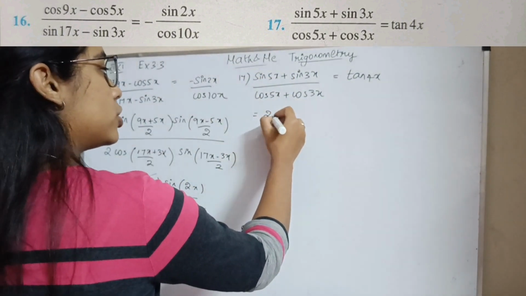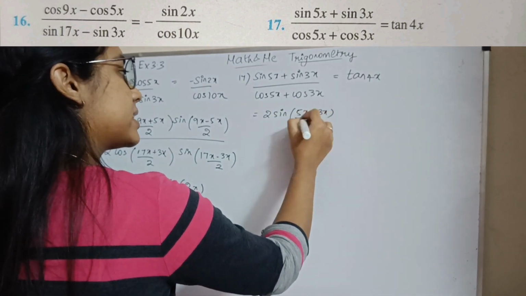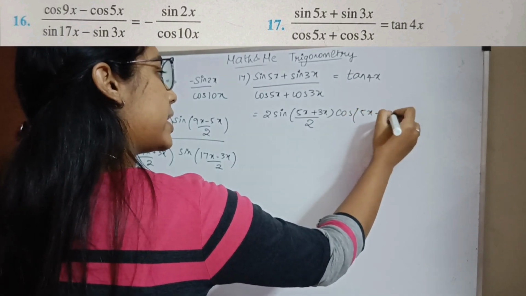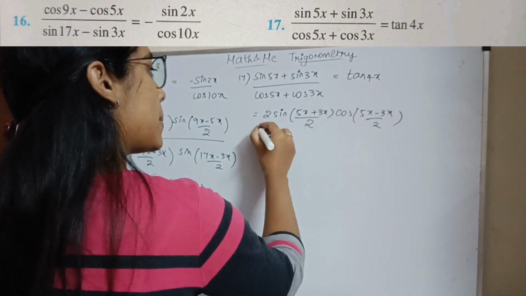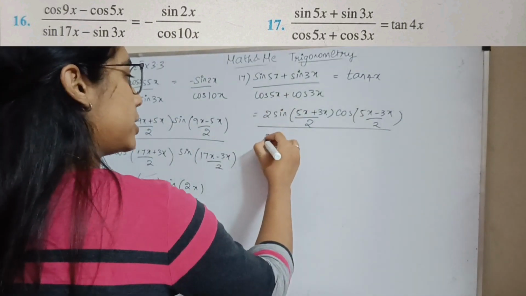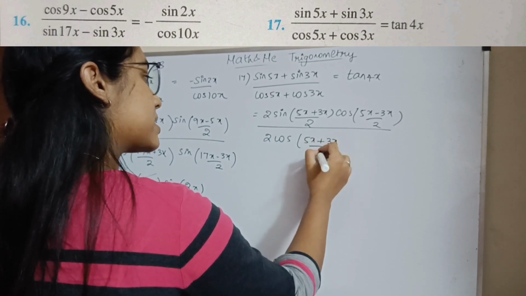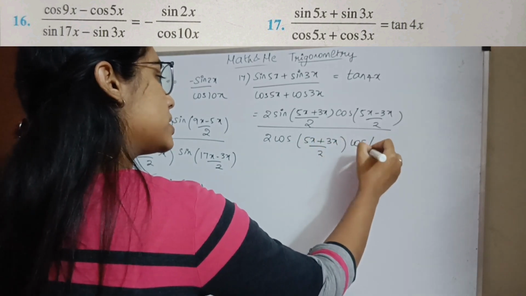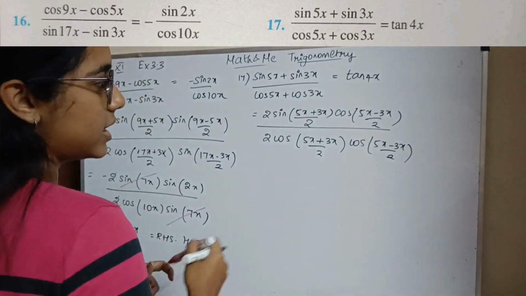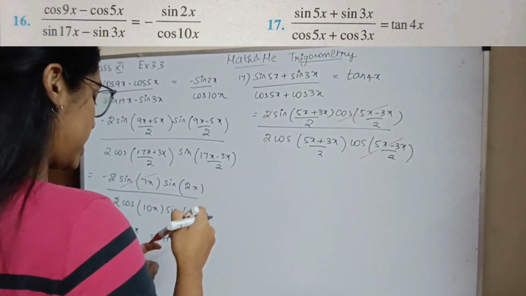So, it will be 2 sin((5x plus 3x) divided by 2) cos((5x minus 3x) divided by 2), the whole divided by cos A plus cos B, which will be 2 cos cos. So, it will be 2 cos((5x plus 3x) divided by 2) cos((5x minus 3x) divided by 2). What do you see here? This term and this term will get cancelled. Okay? And 2 and 2 are getting cancelled.